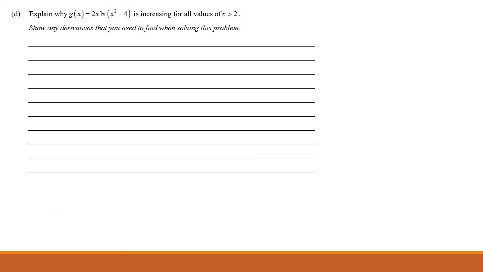Okay, so why is this increasing? So remember, if it's increasing, then the derivative of that is greater than 0. So let's find the derivative of this. This is the product rule. So the derivative of g, so g dash x, is write down the first times the derivative of the second, times that composite function, add write down the second times the derivative of the first.